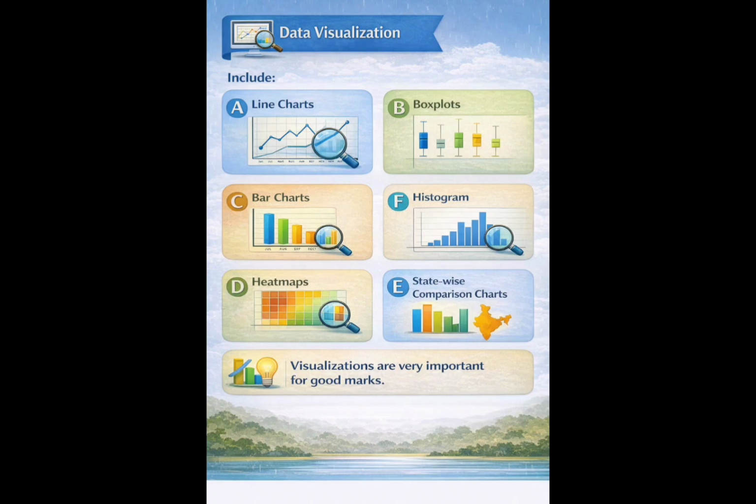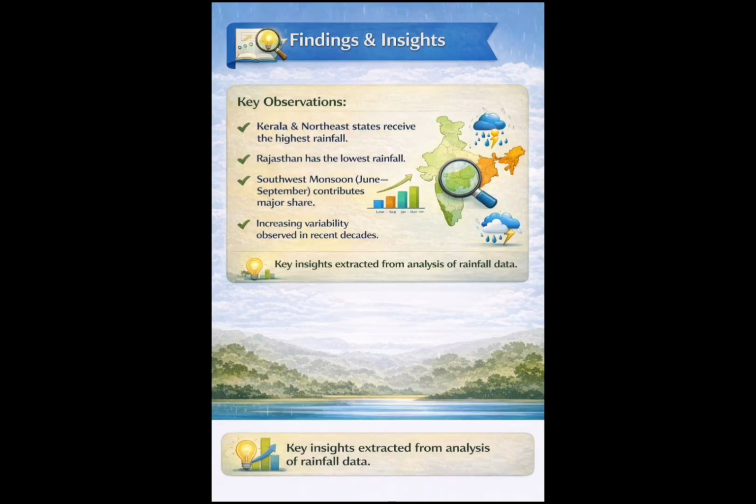Different charts like line graphs, bar charts, box plots, heat maps, and histograms were used to clearly present rainfall patterns. We will see findings and insights. The analysis shows highest rainfall in Kerala and northeast states, lowest in Rajasthan, and strong dependence on the southwest monsoon.